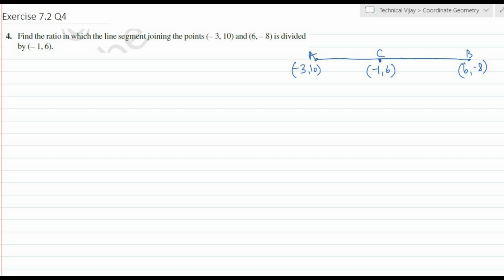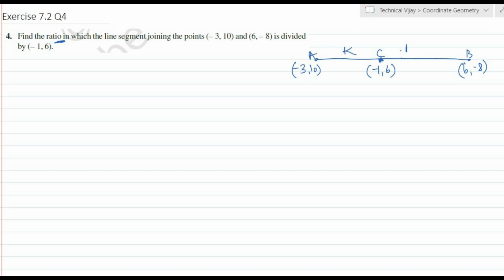Now what do we have to calculate? We have to find the ratio in which this point is dividing the line segment, that is, this m to n ratio. So for that we will assume this as k and this as 1. One you have to assume as 1, and the other you can assume as any variable value.